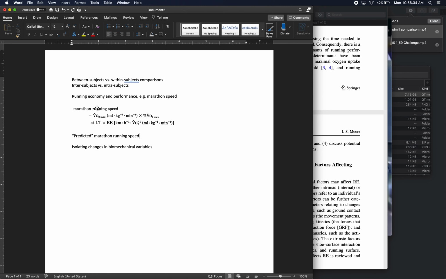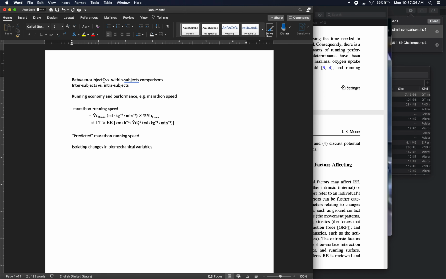If you know your VO2 and your lactate threshold and your running economy, you can multiply those together and you can say this is your predicted marathon running speed. This is how fast we're estimating you could run a marathon. You still have to go out and do it, right? Or if you improve your running economy by 10%, you can say, oh, now I can race a marathon 10% faster. Well, yeah, maybe, but you still have to actually go out and run it at that speed and run it 10% faster. Okay? So be careful here with inferring improvements in performance from improvements in running economy.